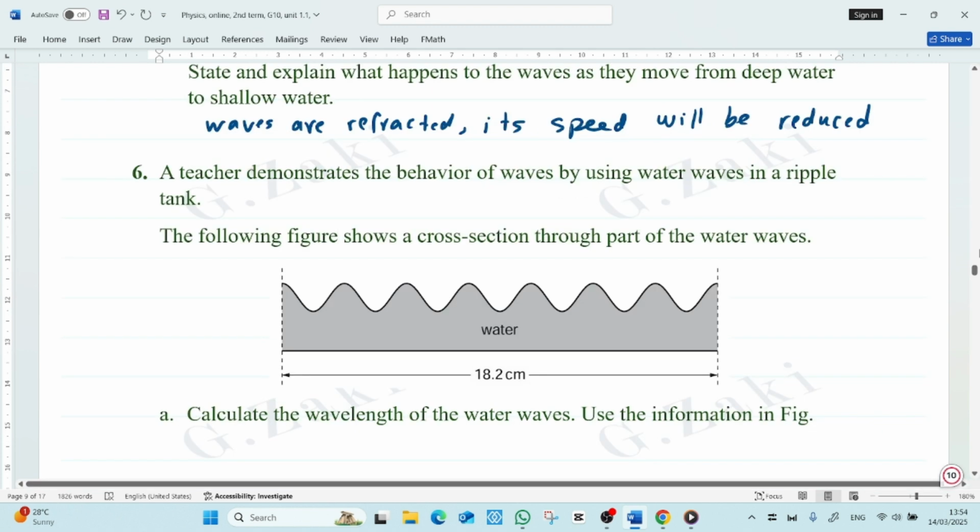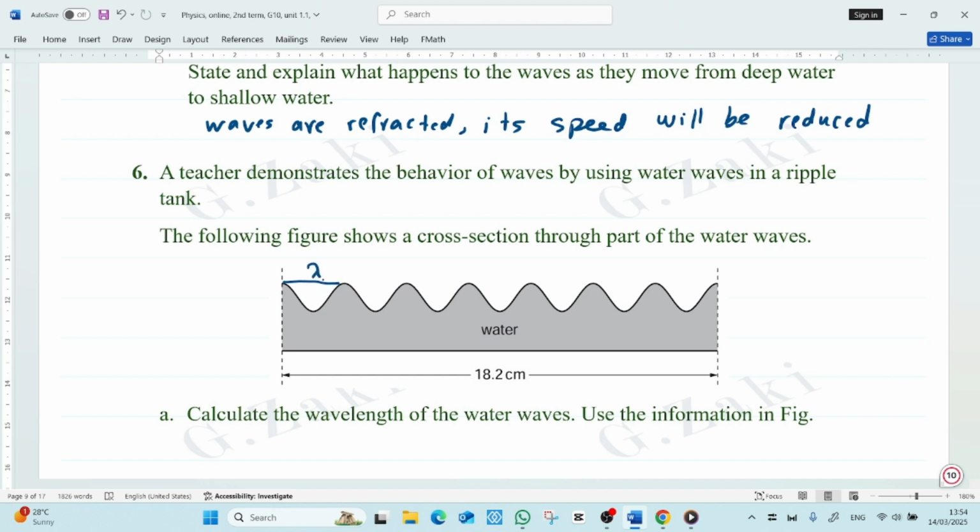Next question. A teacher demonstrates the behavior of waves by using water waves in a ripple tank. The following figure shows cross-section through part of water waves. Calculate the wavelength of the water using the information in the figure. Look, from crest to crest, this is the wavelength. So this is one wave, lambda. From crest to crest, lambda, lambda. It is one wave, lambda, and so on.